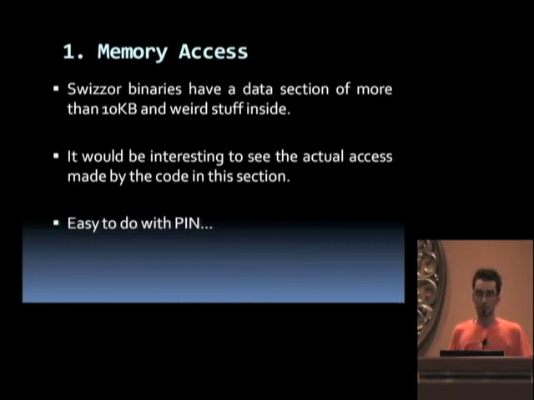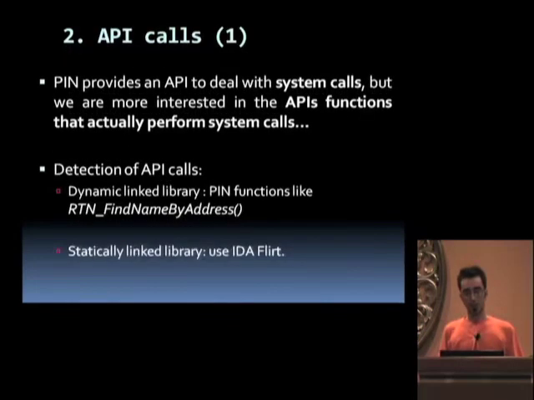The second kind of information we wanted to collect is the API calls. As I told you at the beginning, there are not a lot of API calls inside the Switzer packer, and some of them are actually useless. But when they are useful API calls, it's good to know, because first, it gives good information.